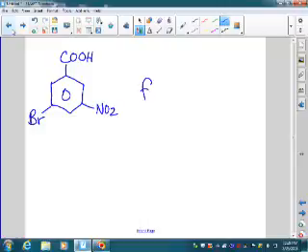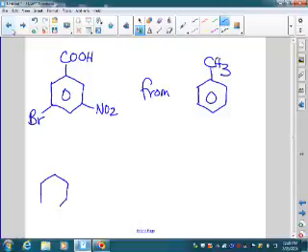Okay, from toluene. So we're starting with toluene, which is an OP director, and we want our group's meta. So what do we have to do first? Change that toluene to a COOH with hot KMnO4.